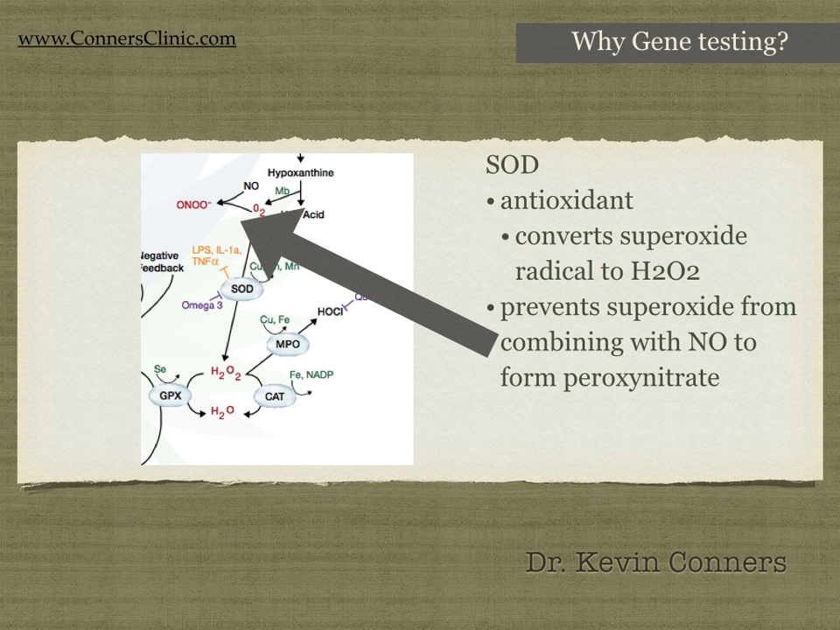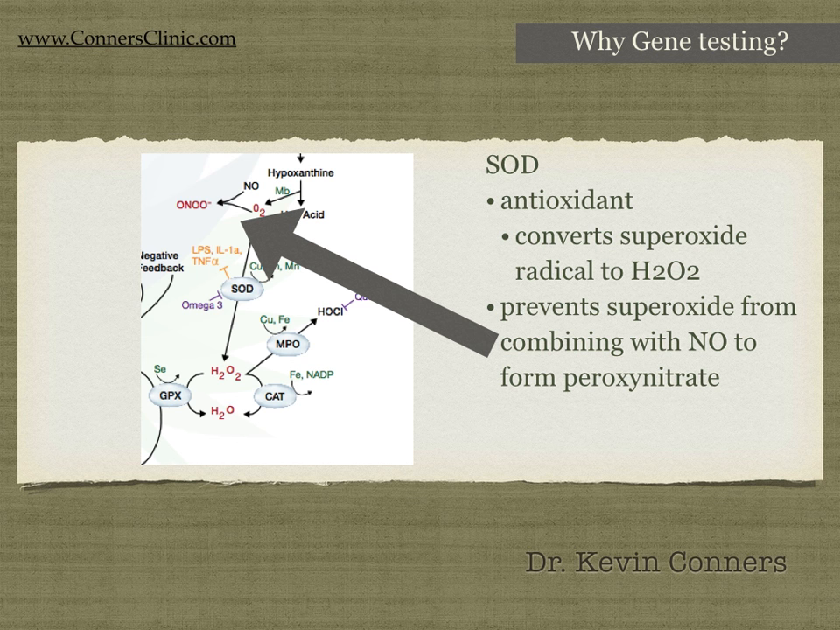If the SOD gene is defective, not only will you increase superoxide radical, but one of the other problems is that superoxide radical combines with nitric oxide to form peroxynitrite, which is very damaging to your cells. Also, it's stealing up your nitric oxide.